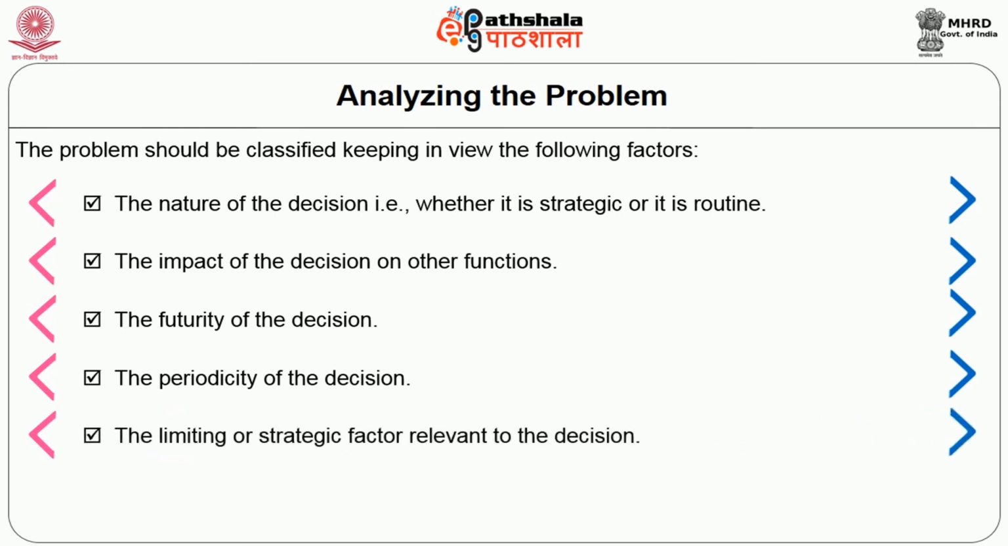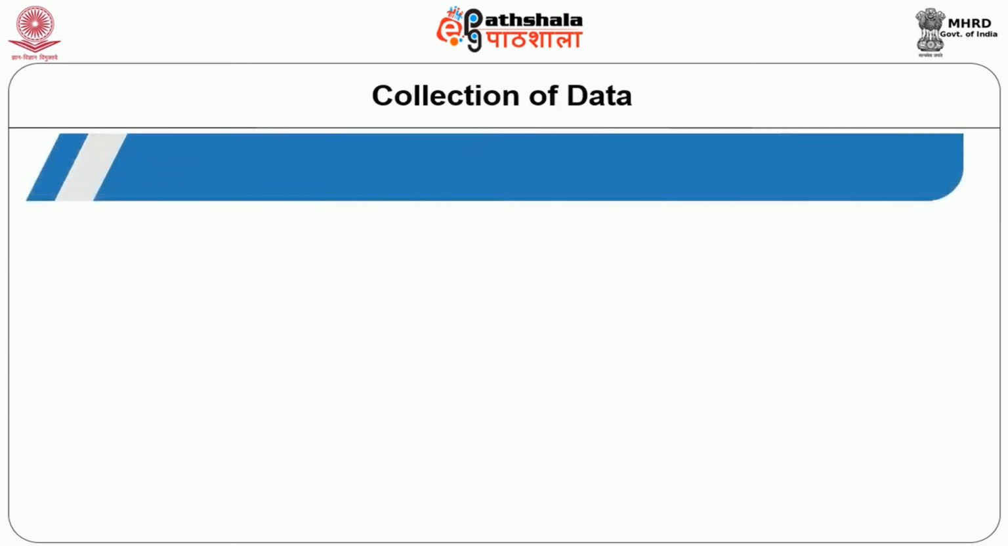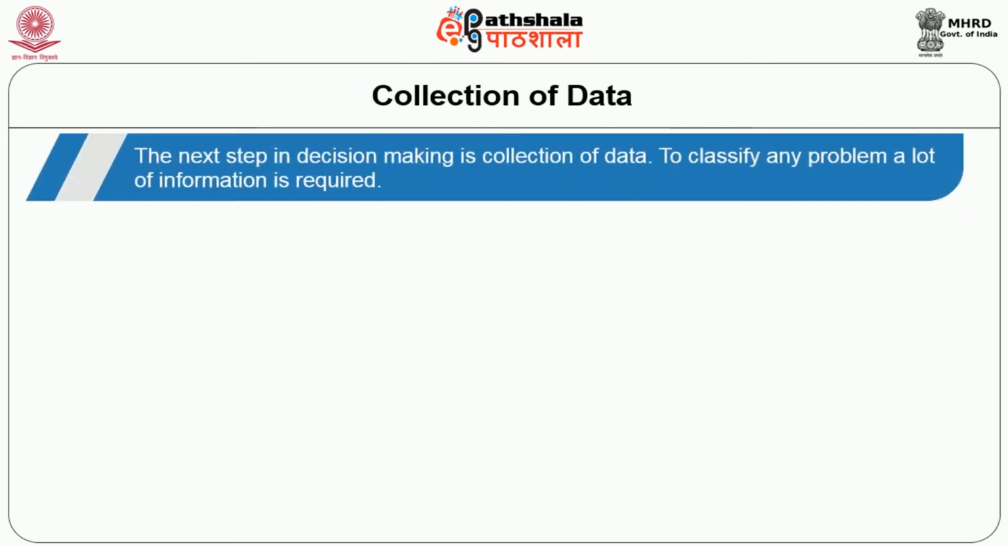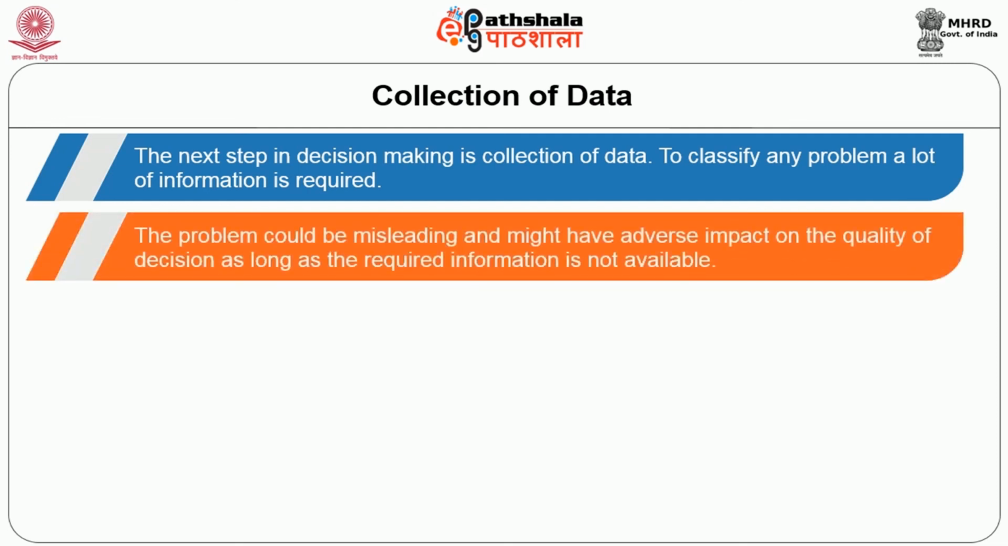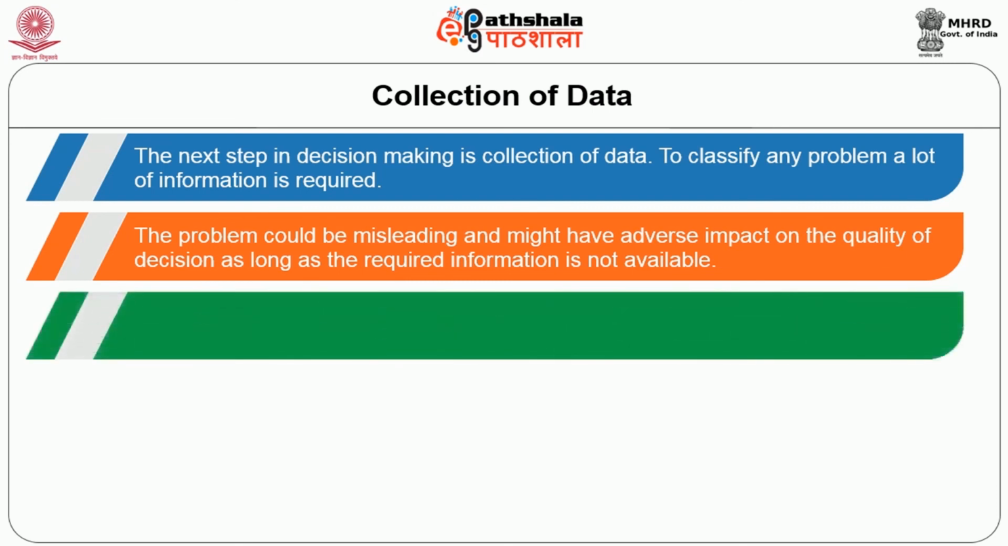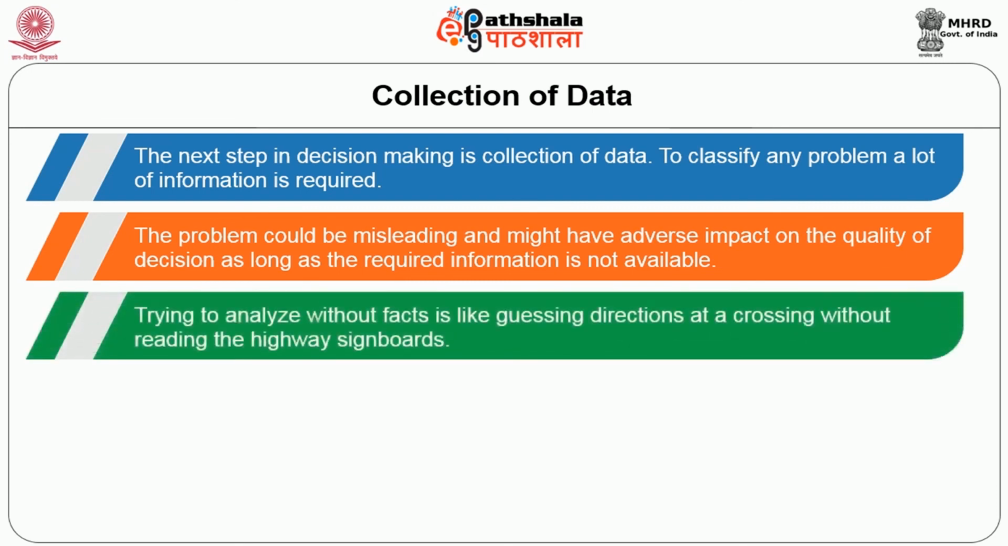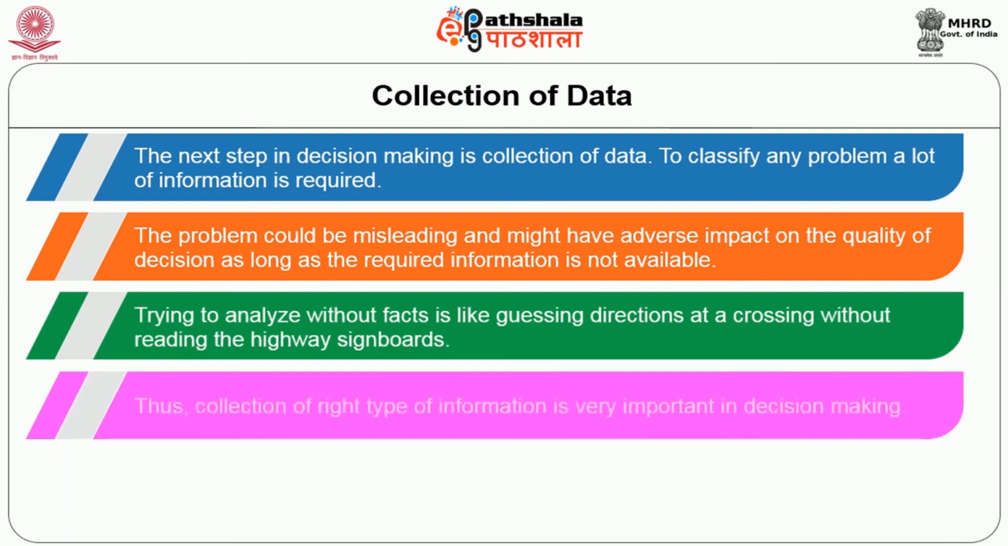The next step in decision making is collection of data. To classify any problem, a lot of information is required. The problem could be misleading and might have an adverse impact on the quality of the decision as long as the required information is not available. Trying to analyze without facts is like guessing directions at a crossing without reading the highway signboard. Thus, collection of the right type of information is very important in decision making.